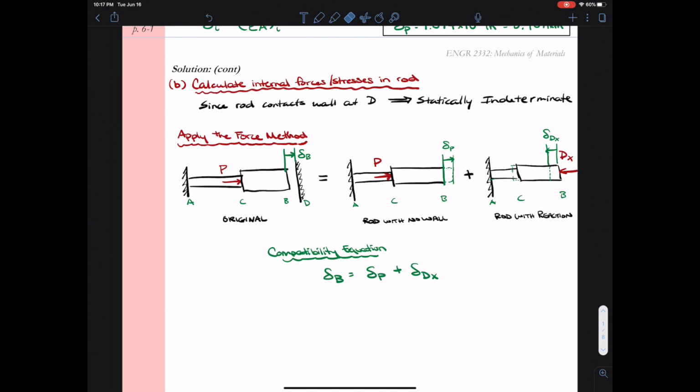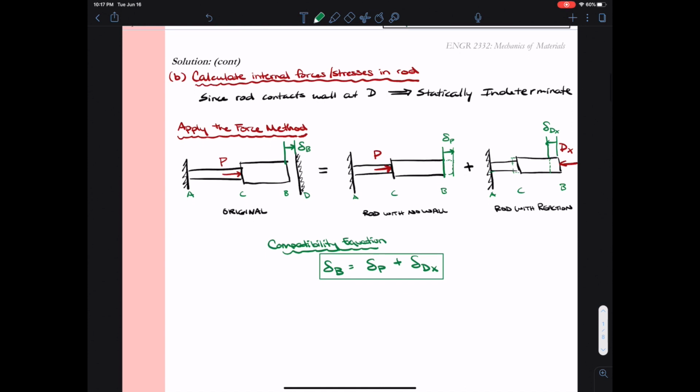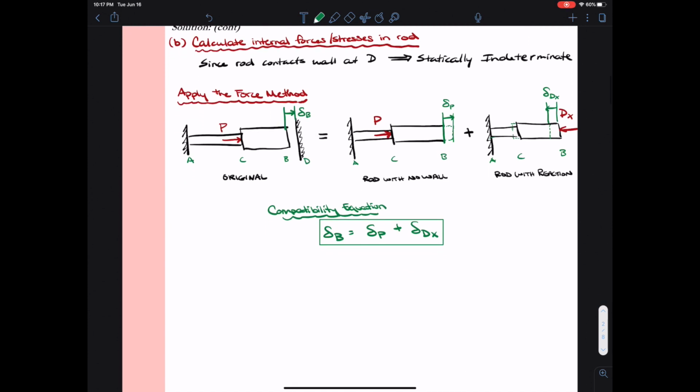Now, I've drawn in arrows on each of these deltas. So delta B is to the right, delta P is to the right, and delta dx is to the left. So I'm expecting delta B to be a positive number, delta P to be a positive number, and delta dx will be a negative number indicating contraction. The combined delta P plus delta dx has to bring us back to the wall, but we have that gap to account for, so delta B will account for the gap.